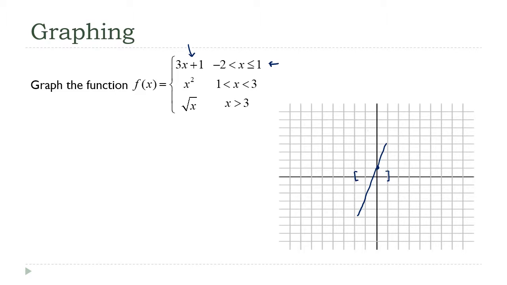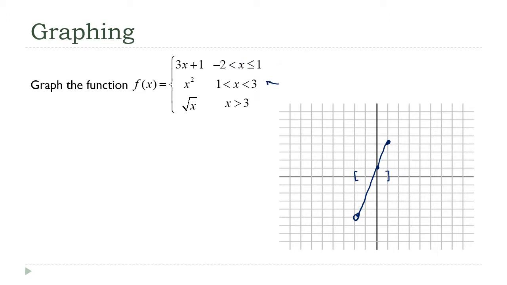Now what do I do about my endpoints? Well, I have strictly less than here, so that's going to get an open circle. And I have less than or equal to here, so that's going to get a filled in circle. All right, and that's the first part. Good, now let's do the second part.